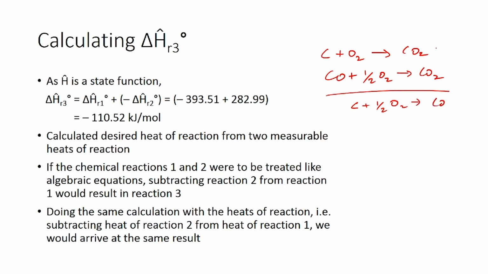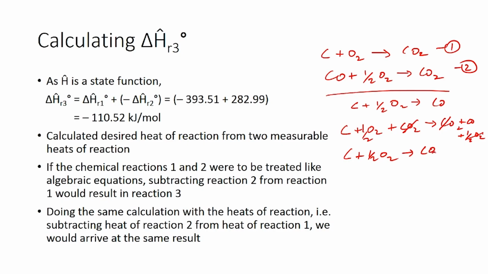If we subtract reaction 2 from reaction 1, it would be C plus O2 plus CO2 gives CO2 plus CO plus half O2. So, CO2 gets cancelled and the half O2 is subtracted from the O2, giving you C plus half O2 gives CO. This is the reaction of interest, and we can do this.